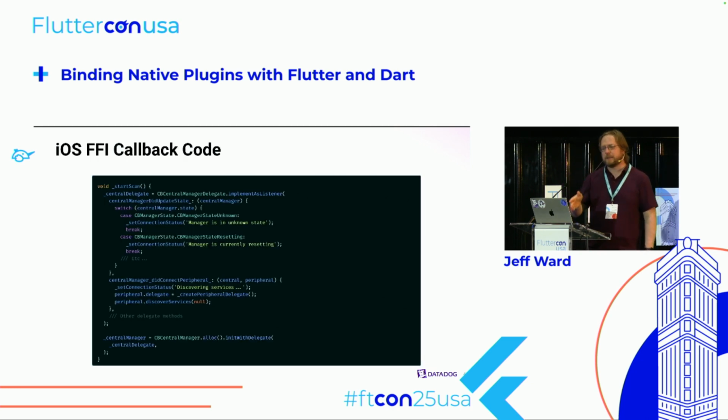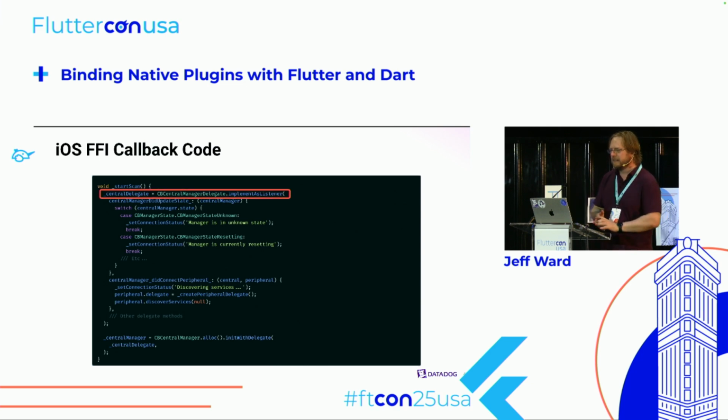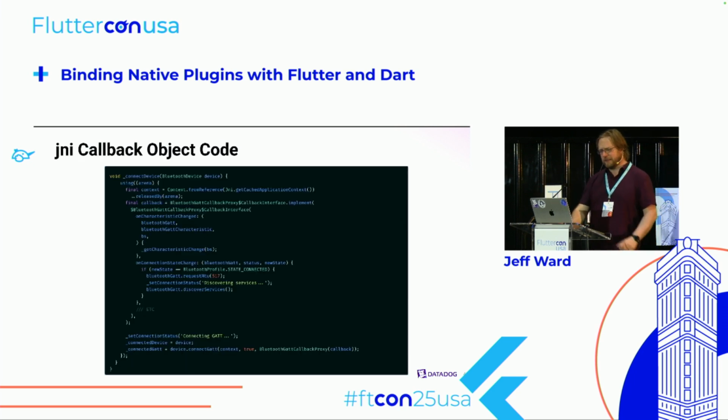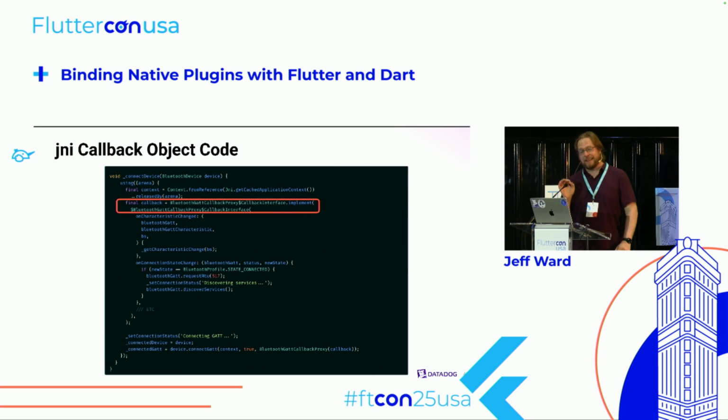But to do the iOS callback code, you can see we're using implement as listener because I actually have no idea what queue the CB callbacks are going to call back on. And we're going to implement those methods, supplying implementations for all the methods that we want to listen to. And then we just create the CB Central Manager, allocate it, and init with delegate, and pass it our delegate. And that's it. On the JNI side, a little bit more complicated.